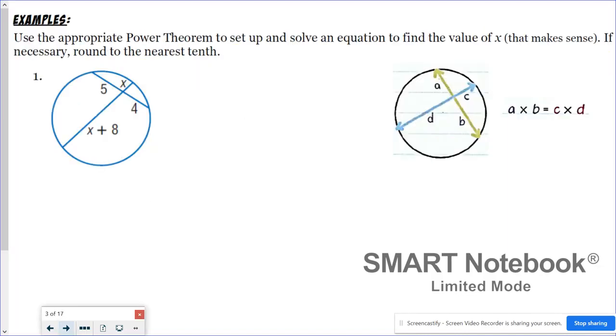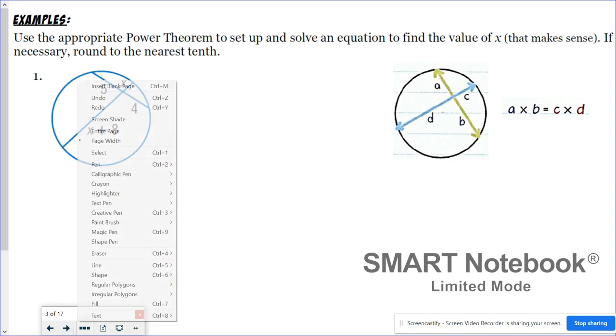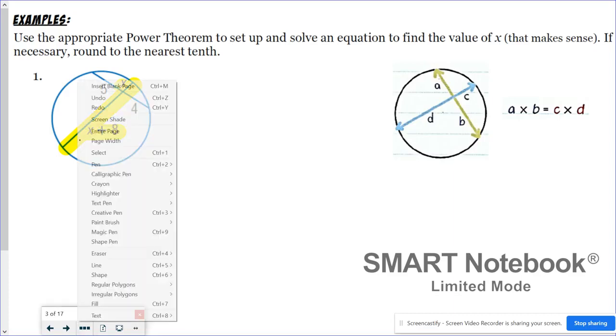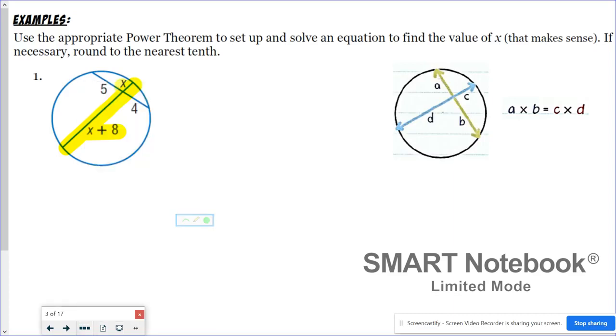Let's throw some algebra in there, shall we? All right, but I am still working with two intersecting chords. So one of my chords is this one right here. And notice the two segments are X and X plus 8. And then my other chord is made up of two segments, 5 and 4.